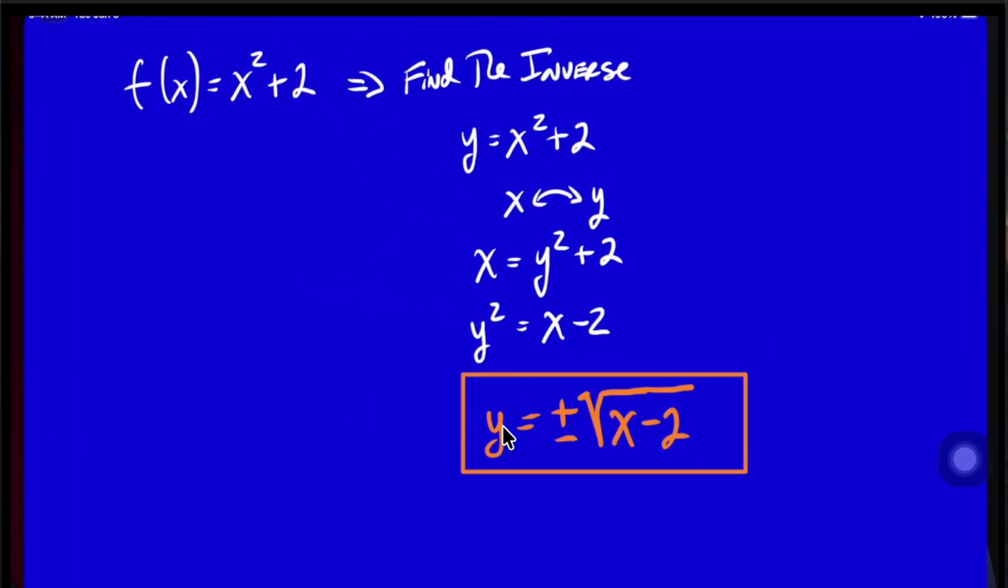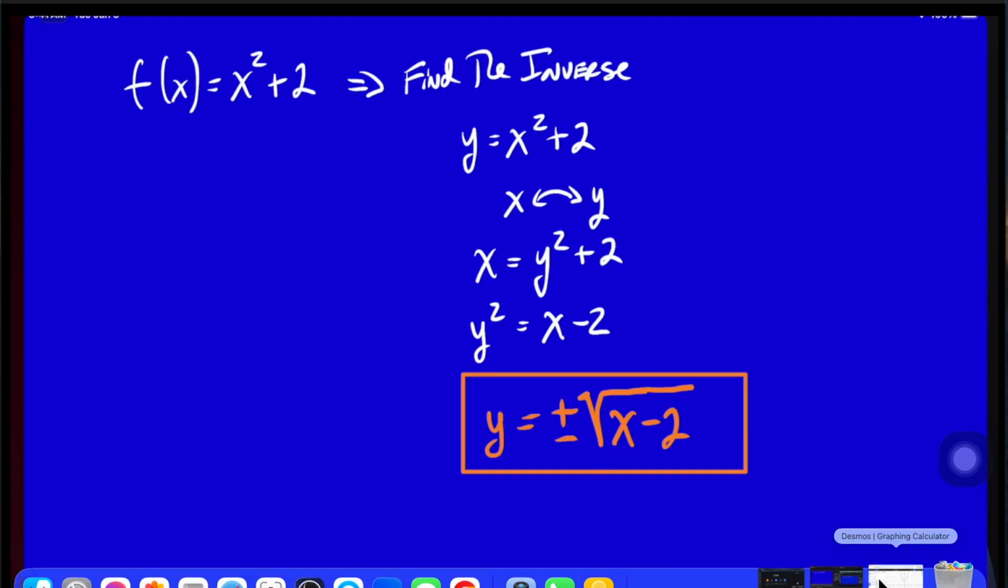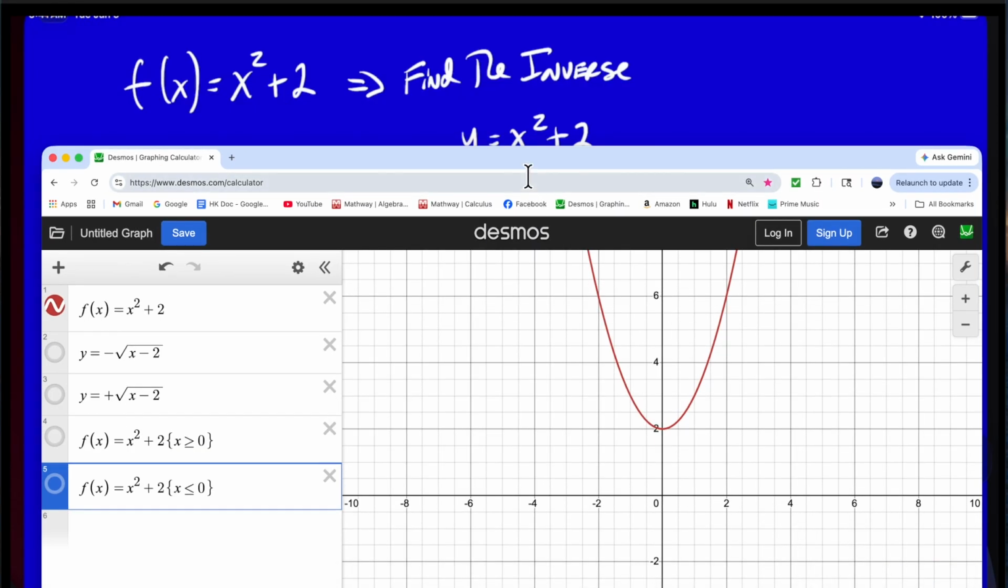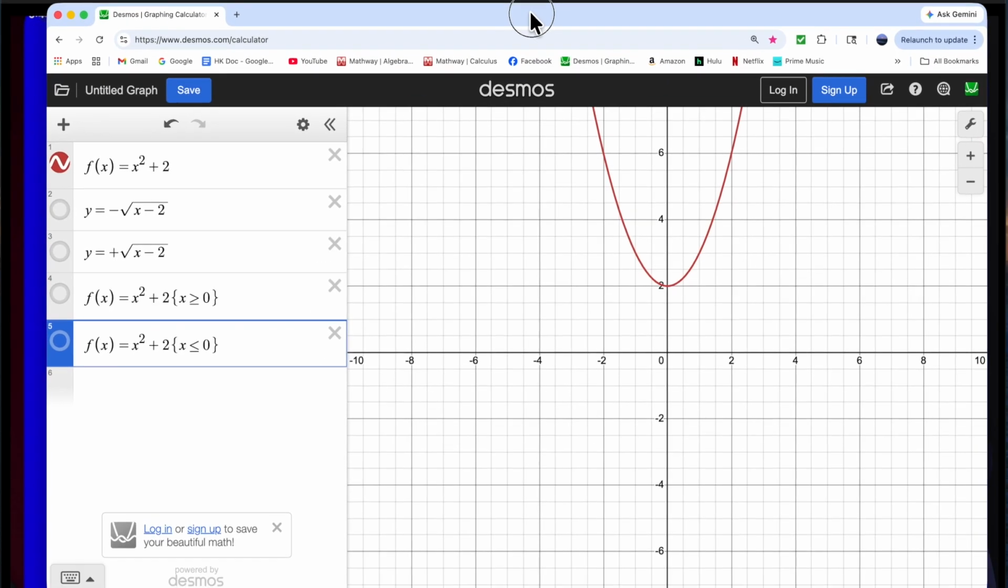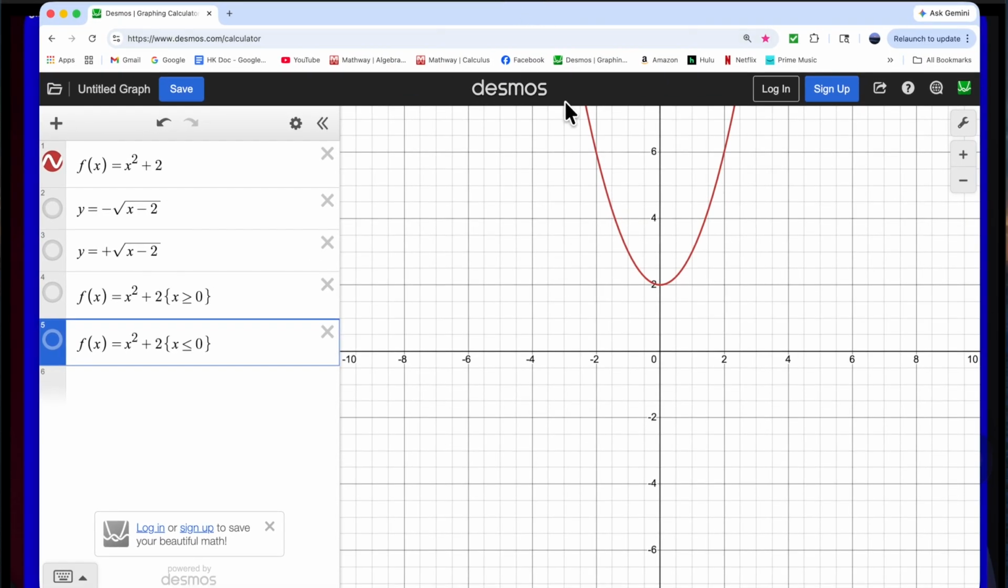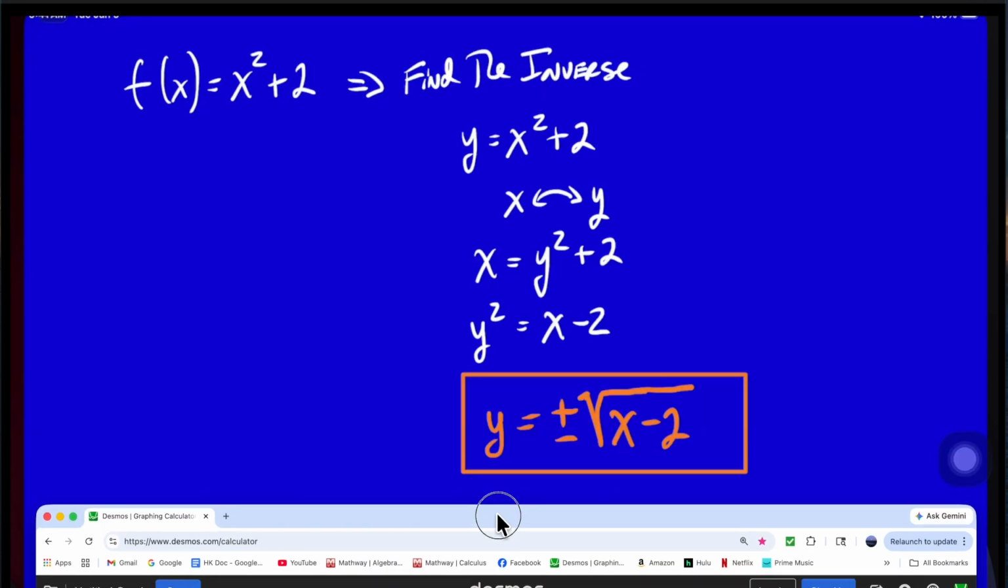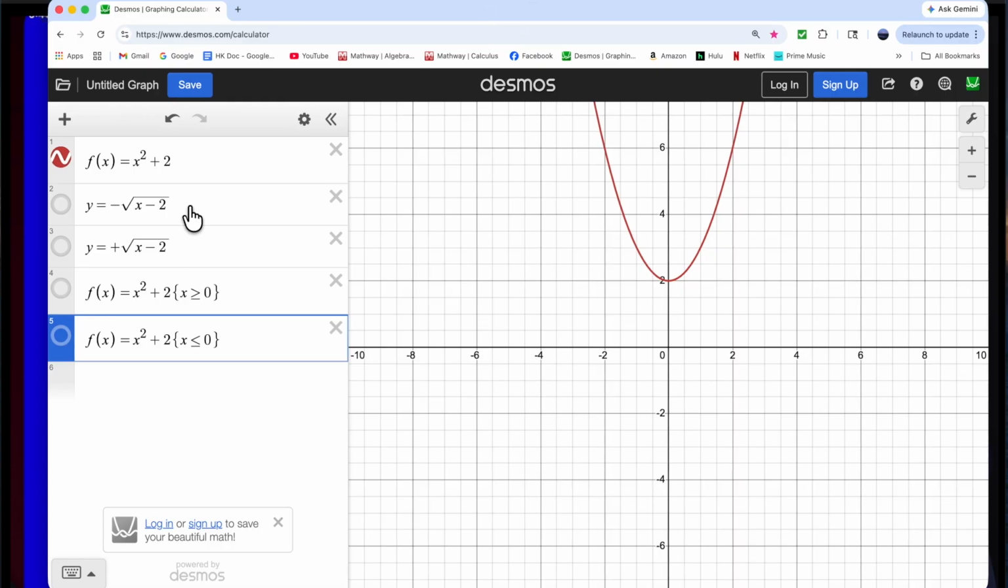Now here's the problem. When we go to graph the inverse function, we see that it fails the vertical line test. So here we have our original function, y equals x squared plus 2. And when we go to graph the plus minus square root of x minus 2, we see that this is not a function because it fails the vertical line test. And that's because the original function is not one-to-one.